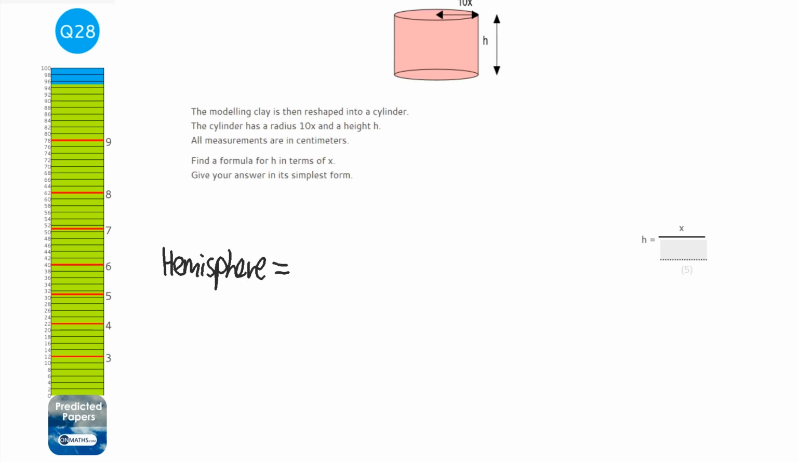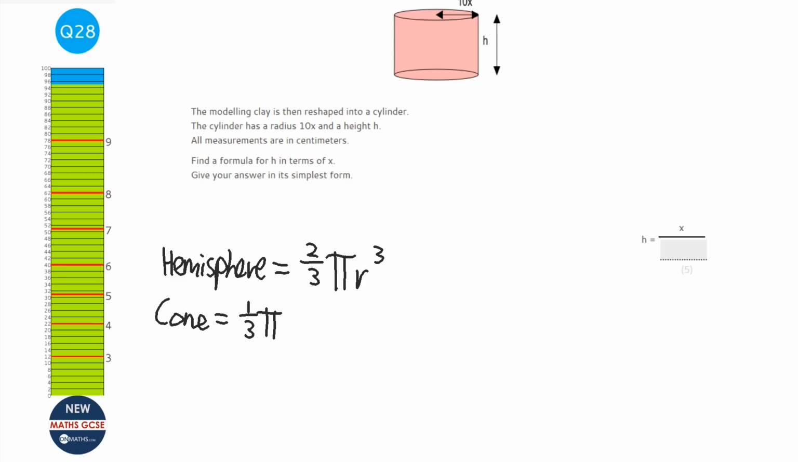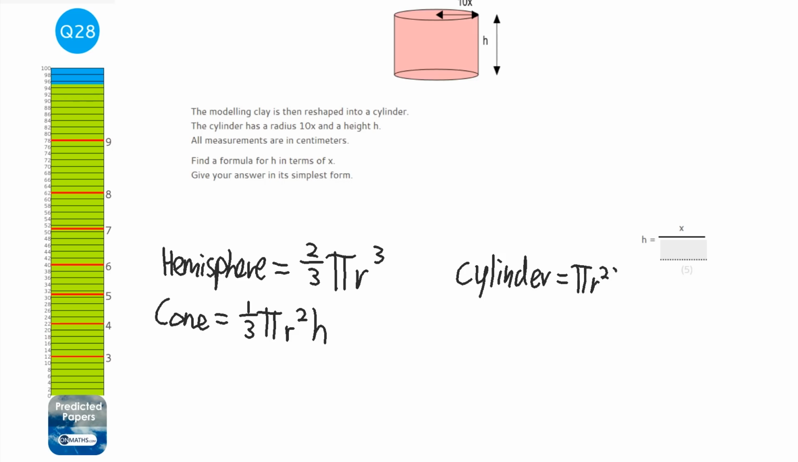And some of these formulas you will be given. So a hemisphere is the volume of a sphere and then halved. So instead of 4 over 3, I can just say 2 over 3, which is half of 4 over 3, pi r cubed. The cone that we've got is going to be 1/3 pi r squared h. And then the cylinder we have is the area of the circle times the height.